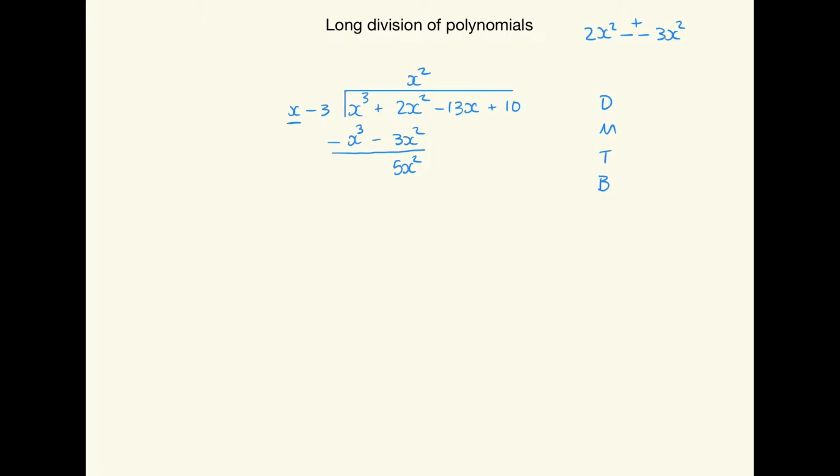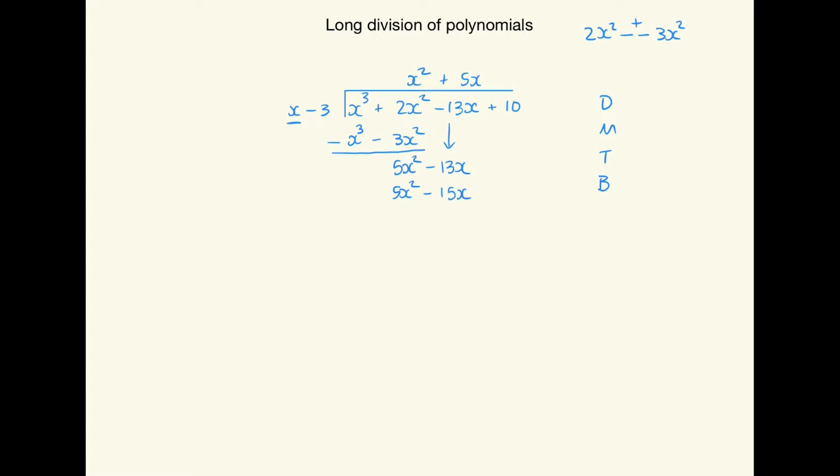All right, so now I've taken away, I now need to bring down that next value here, which is going to be minus 13x. So I've done a full cycle. Let's go back up to the top and divide. So how many x's go into 5x squared? Or in other words, x times what will give you 5x squared? And that's going to be 5x. So it's positive 5x. We've now divided. We're going to multiply that term by both x and negative 3. So 5x times x, that'll give you 5x squared. And 5x times negative 3 will give you negative or minus 15x.